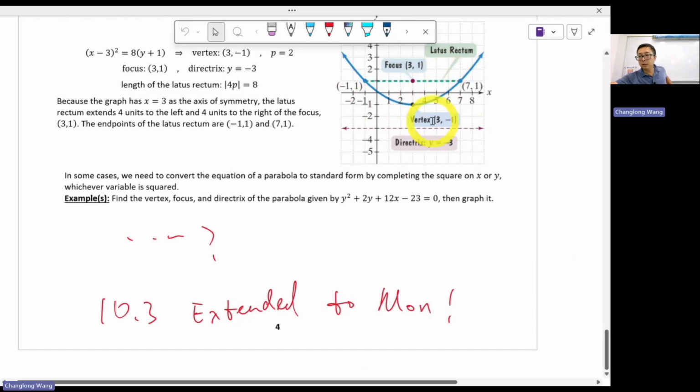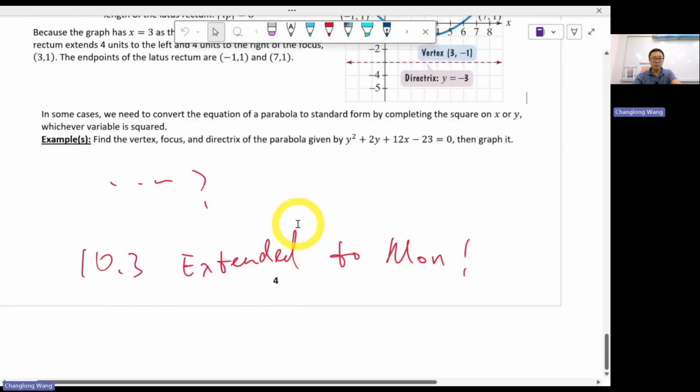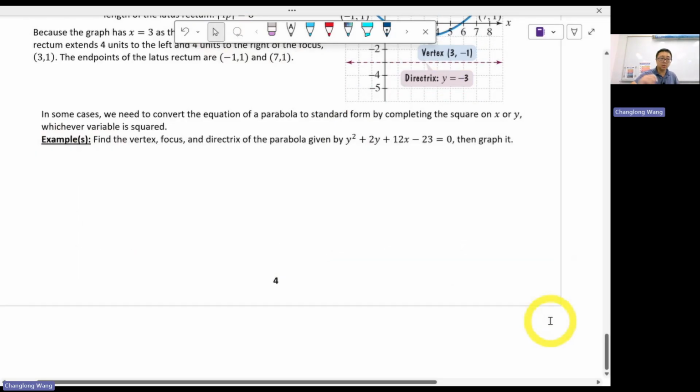Anyway, now let's get to the last part of 10.3, and let's work this out together. Also, we'll take a look at some questions from the review packet to address any potential issues with the graph.